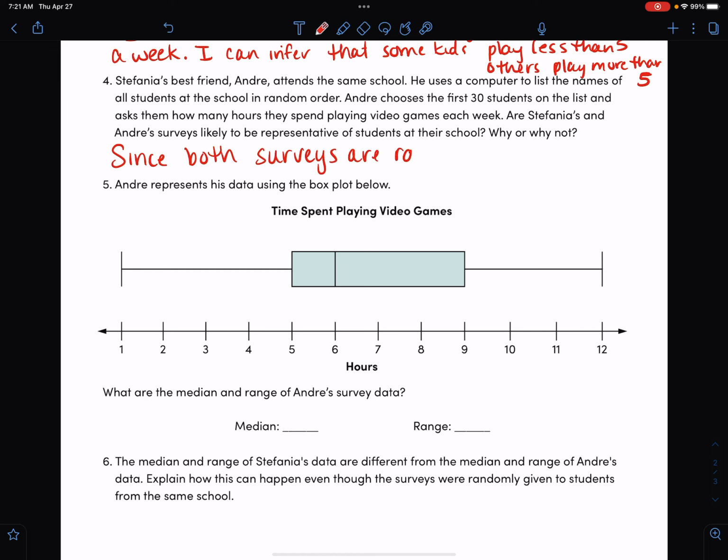Since both surveys are random and should show a representative sample. I should say it. Or they.